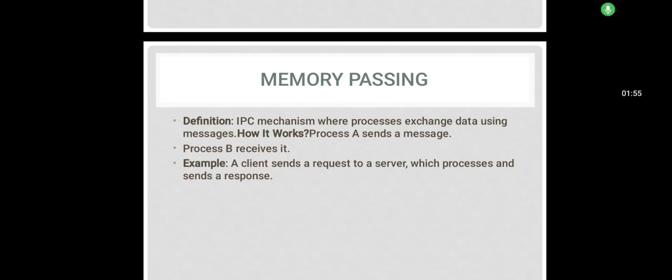First, we discuss what message passing is. It is an inter-process communication mechanism where processes exchange data using messages instead of shared memory. And how it works: process A sends a message and process B receives it. For example, a client sends a request to a server, which processes it and sends a response. Its advantages: simple to implement, no need for shared memory management. Disadvantages: slower than shared memory due to message overhead.